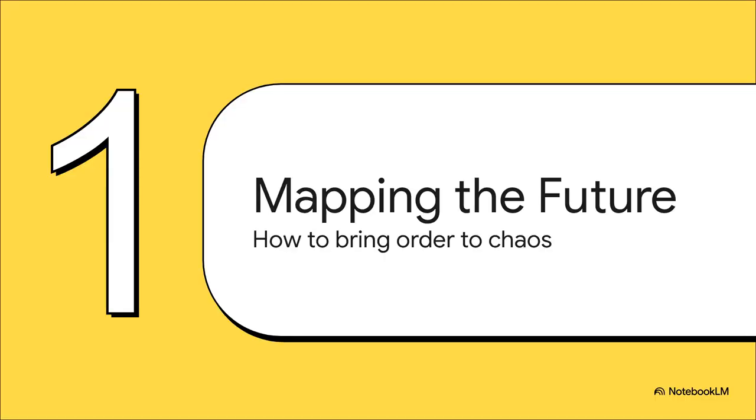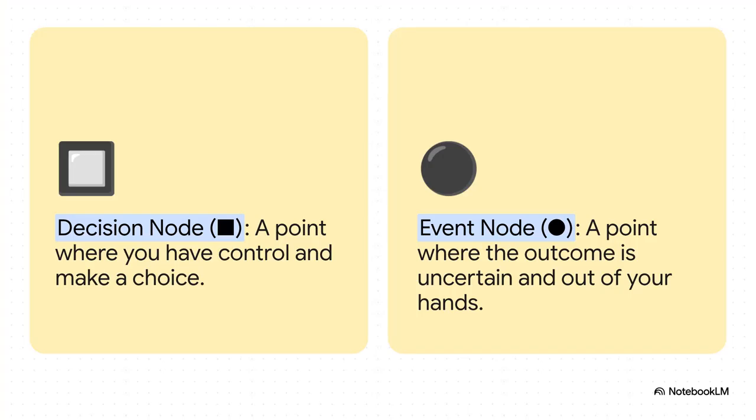So when you're facing a tangled web of what-ifs, you need a tool that can bring some structure to all that chaos. And that is exactly what a decision tree does. It lets us visually map out every single possible future. Now, what's really cool is how simple the building blocks are. A decision tree is really just made of two things. First, you've got a decision node, that's the square. This represents a point where you are in the driver's seat, where you get to make a choice. And then you have an event node, the circle. This is a point of uncertainty. It's a what-if moment, where the outcome is totally out of your hand.